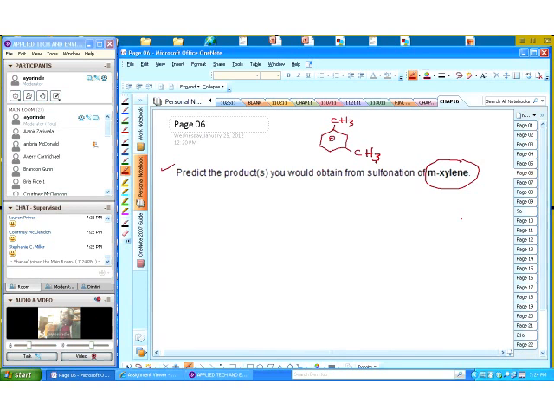You are welcome. Okay, so now they want us to give the product of sulfonation. So what will be the product? What product do you expect? Let me, just for reference, say this is position number 1, position 2, position 3, 4, 5, and 6. So, for sulfonation, you need to know what reagent we need.